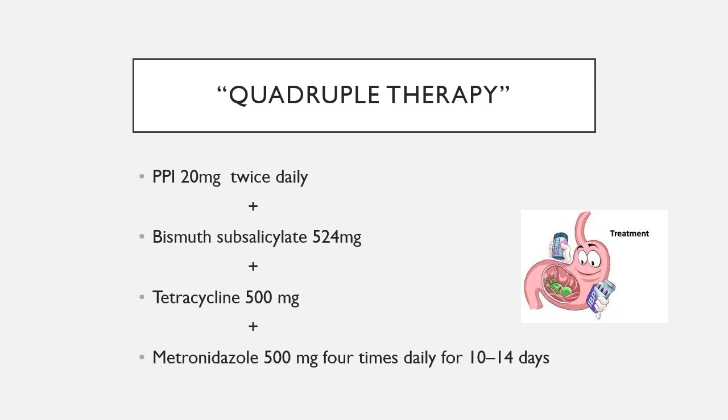In triple therapy we were having proton pump inhibitor with 2 antibiotics. So proton pump inhibitor, clarithromycin and amoxicillin are given twice daily for 14 days, and if the person is allergic to penicillins, we give metronidazole instead of amoxicillin twice daily for 14 days, and then the PPIs are continued for 4 to 6 weeks once daily. And in quadruple therapy, we give PPI twice daily with bismuth subsalicylate, tetracyclines and metronidazole 4 times daily for 10 to 14 days.